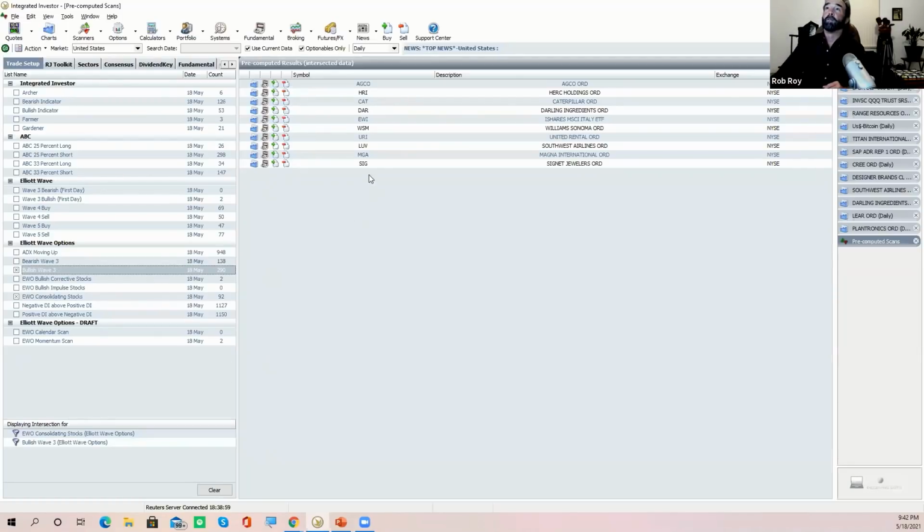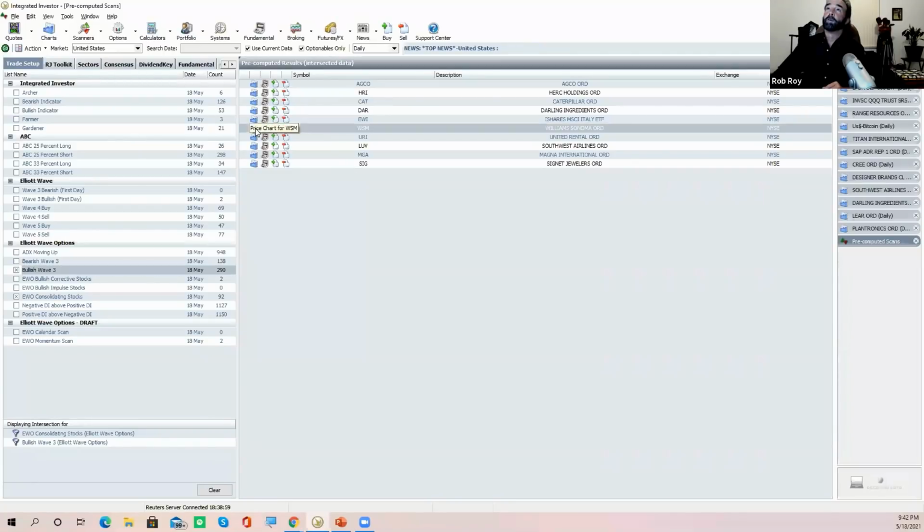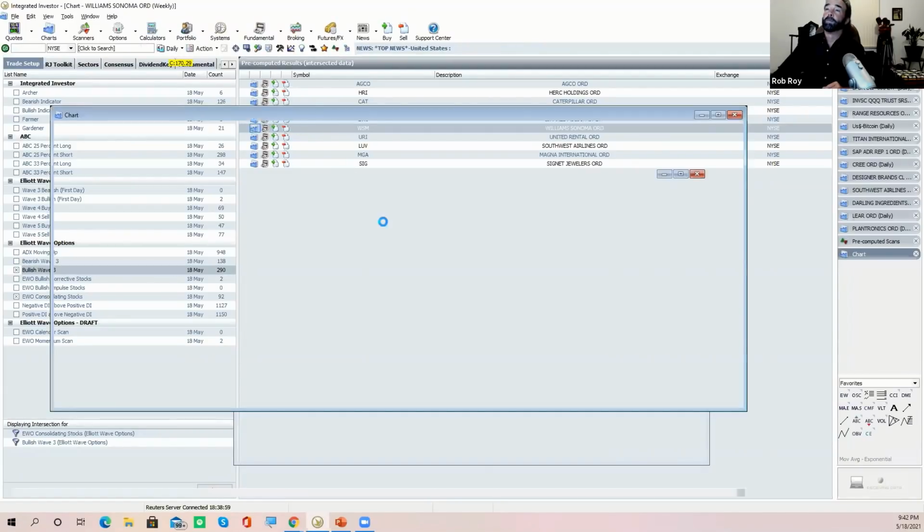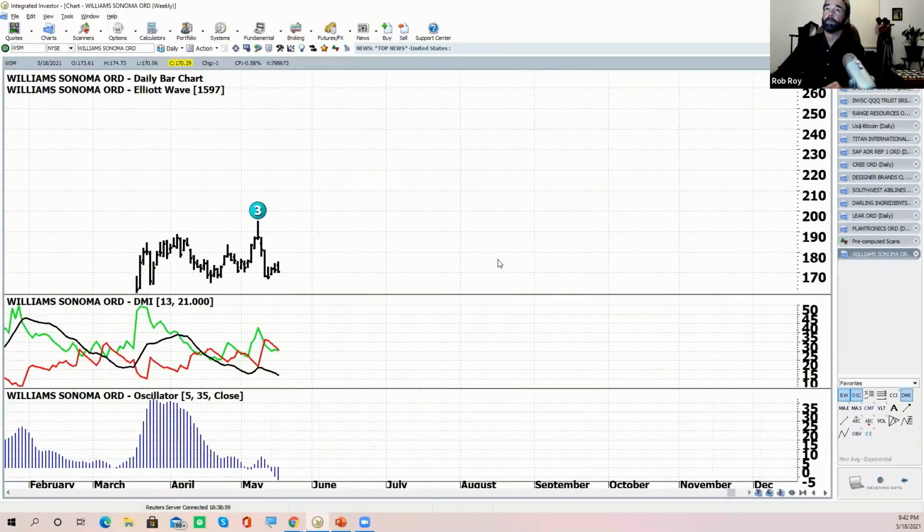Now you can see right off the bat there's a couple of them right there. There's Love that we're already in. And then there's Darling that we're already in. So let's look at a couple others. I think we looked at Caterpillar last week, if I remember. URI and WSM, I want to look at both of those. MGA, done before too. But let's look at Williams Sonoma.